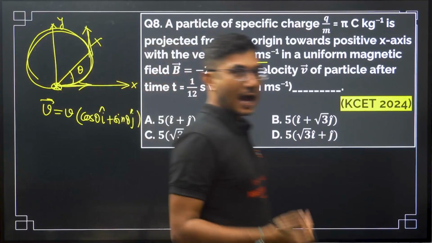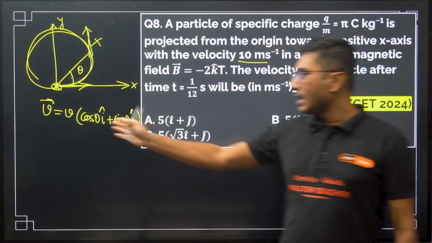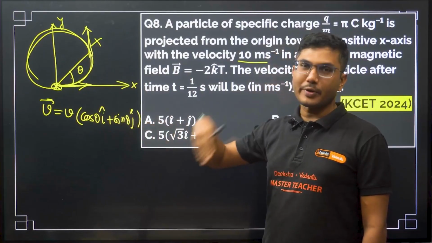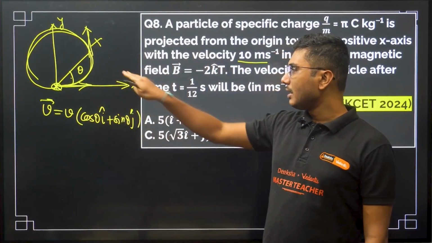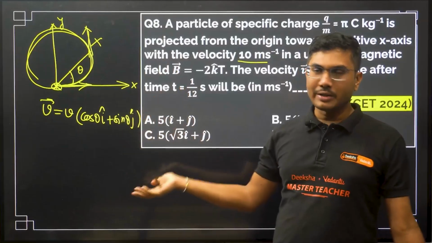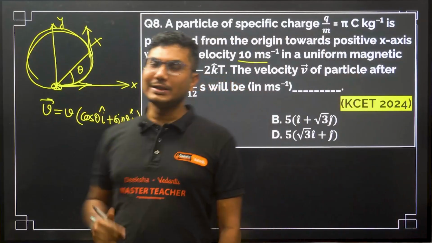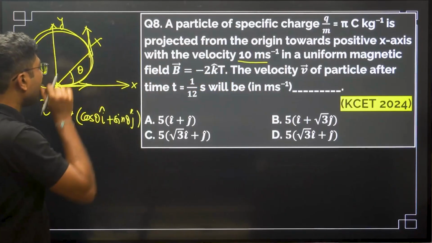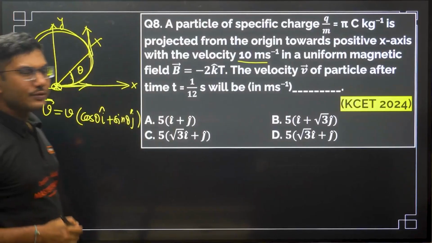Magnitude means the coefficients of i cap square plus j cap square, square root. So cos square theta plus sin square theta, square root, will remain 1. So that's why magnitude wise it will remain the same value. Now you have to find this value of theta.